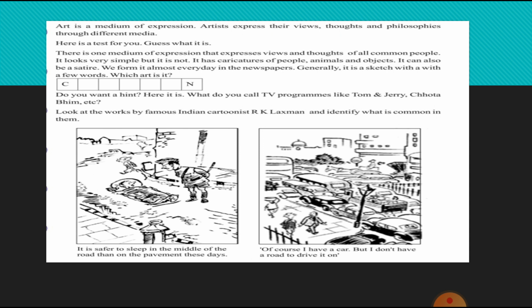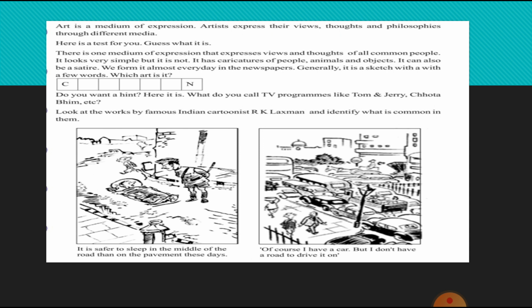In the first cartoon, we can see a man who is lying on the road and a policeman is over there. It is shown that the man is lying in the middle of the road, and when inquired, he said it is safer. What did he say? It is safer to sleep in the middle of the road than on the pavement.